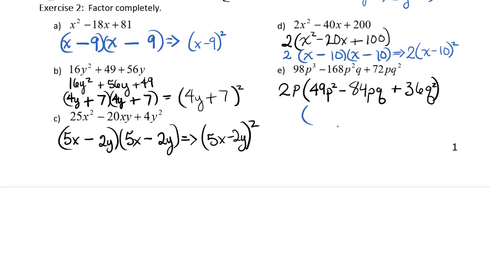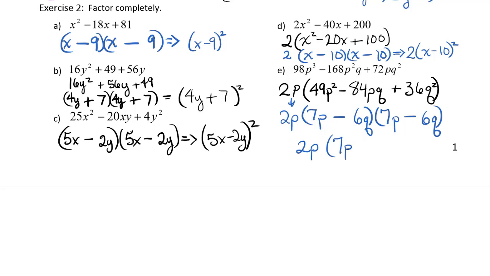Now I'm going to factor my perfect square trinomial. I'll have a 7p for both my first terms of the binomials, and I'll have a 6q as the second term of my binomials. Since the middle term is negative, both my binomial second terms will be negative. Don't forget to drop down the 2p, and you'll be left with a simplified factorization: 2p times 7p minus 6q quantity squared.